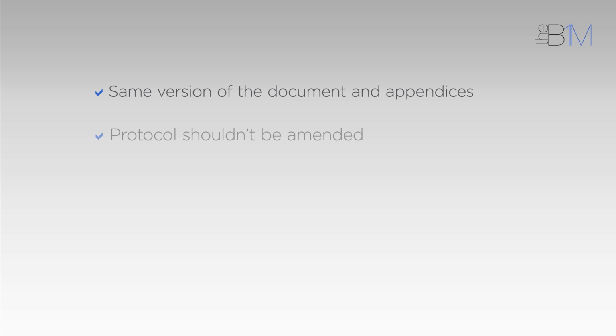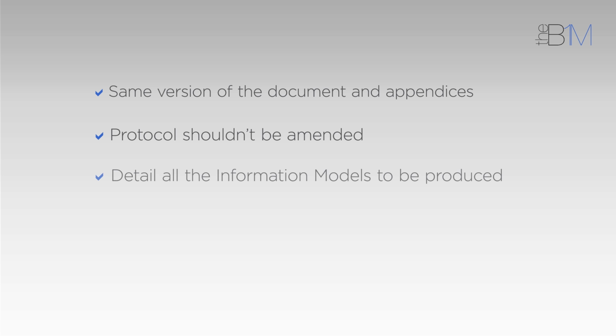Now, while some of these might sound a bit obvious, there are a few things to be mindful of when using the BIM protocol. Firstly, you need to ensure that the same version of the document and its appendices are incorporated into each contract. The wording of the protocol is standardised in the UK and therefore shouldn't be amended. It needs to detail all the information models that are going to be produced by all parties contracted to the employer on the project. And any changes to it should be treated as variations to your contract.